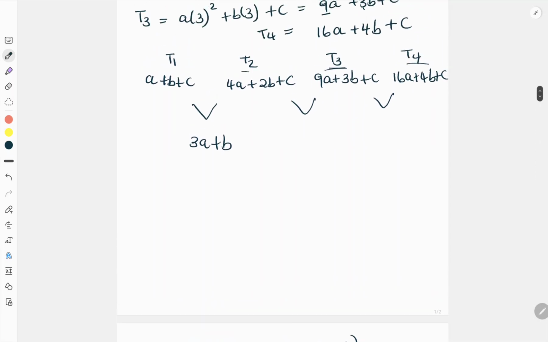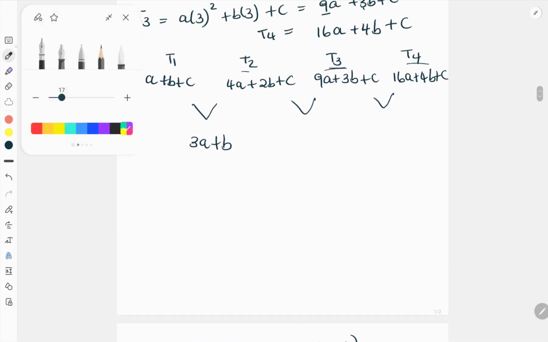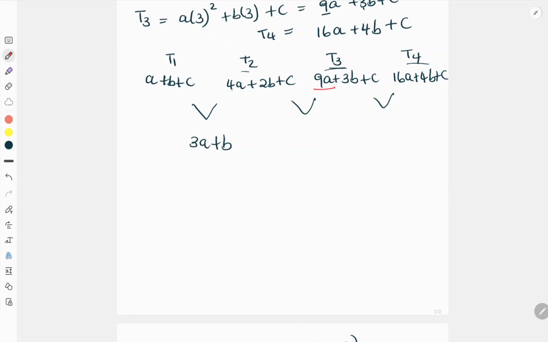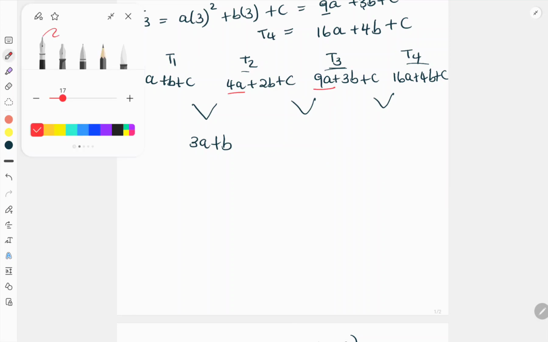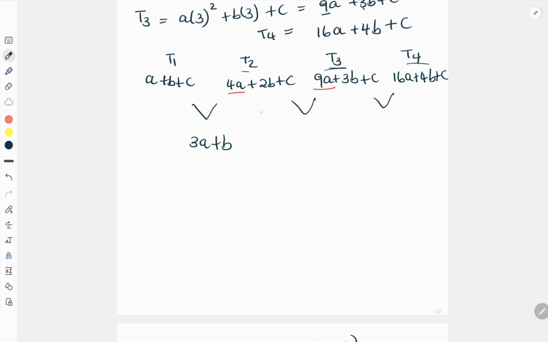Then the second one, you can just do it like this. 9a minus 4a will give you 5a. 3b minus 2b will give you 1b, which is b. Then c minus c will give you 0. Then just like that, 16a minus 9a will give you 7a. 4b minus 3b will give you 1b. Then the c, 0.